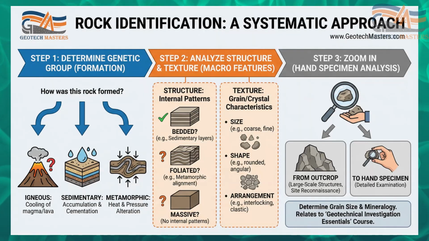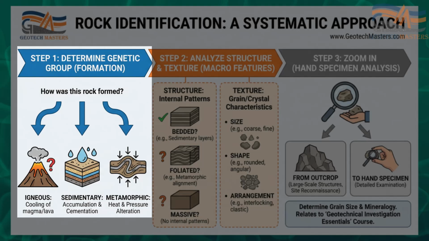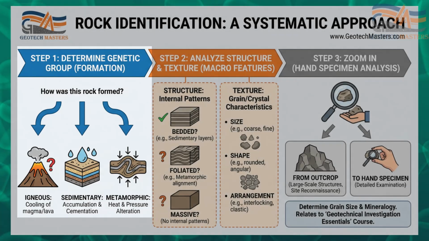Identifying a rock type requires us to determine several specific things. We cannot just guess, we must be systematic. The first step is determining the genetic group. This means asking, how was this rock formed?